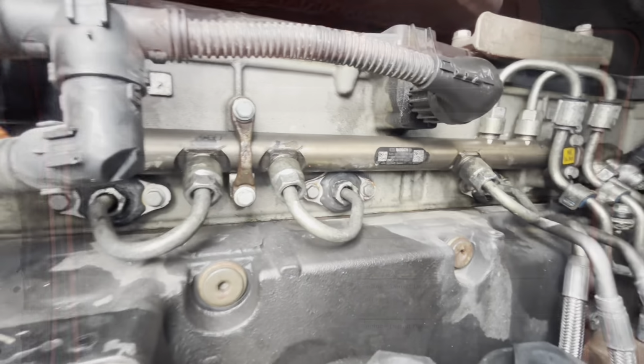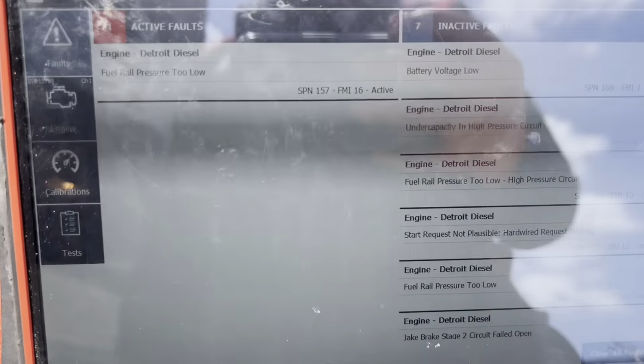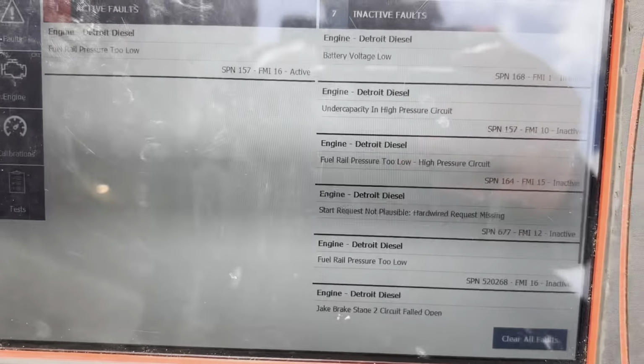these seals. All right, so here's the code I was talking about. These are the inactive codes over here. So I'm gonna reset this code. We tightened it back down. It was a little loose, so let's try and start it.